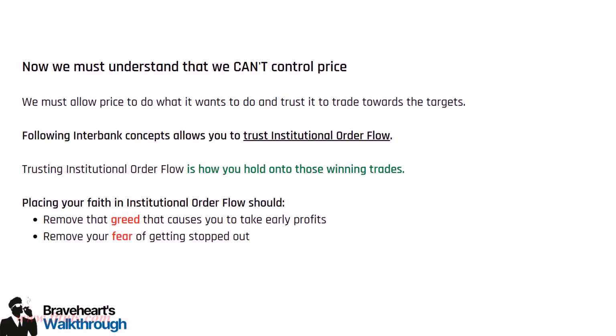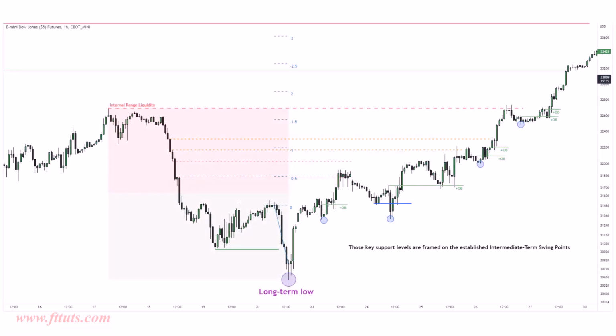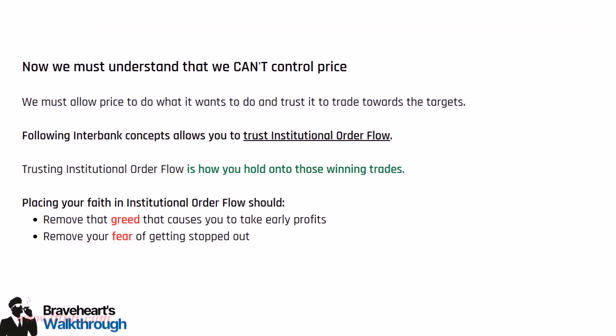Now we must understand that we can't control price. We must allow price to do what it wants to do and trust it to trade towards the target. Okay, so we can't control this. We can't do anything. No matter how much emotion you're going to put into it, this thing's just going to do what it wants. No matter how much you pray to God, or how much you're crying, or how much you're angry, it's just going to do what it wants, okay? So you can't control it. The only thing you can control is yourself.